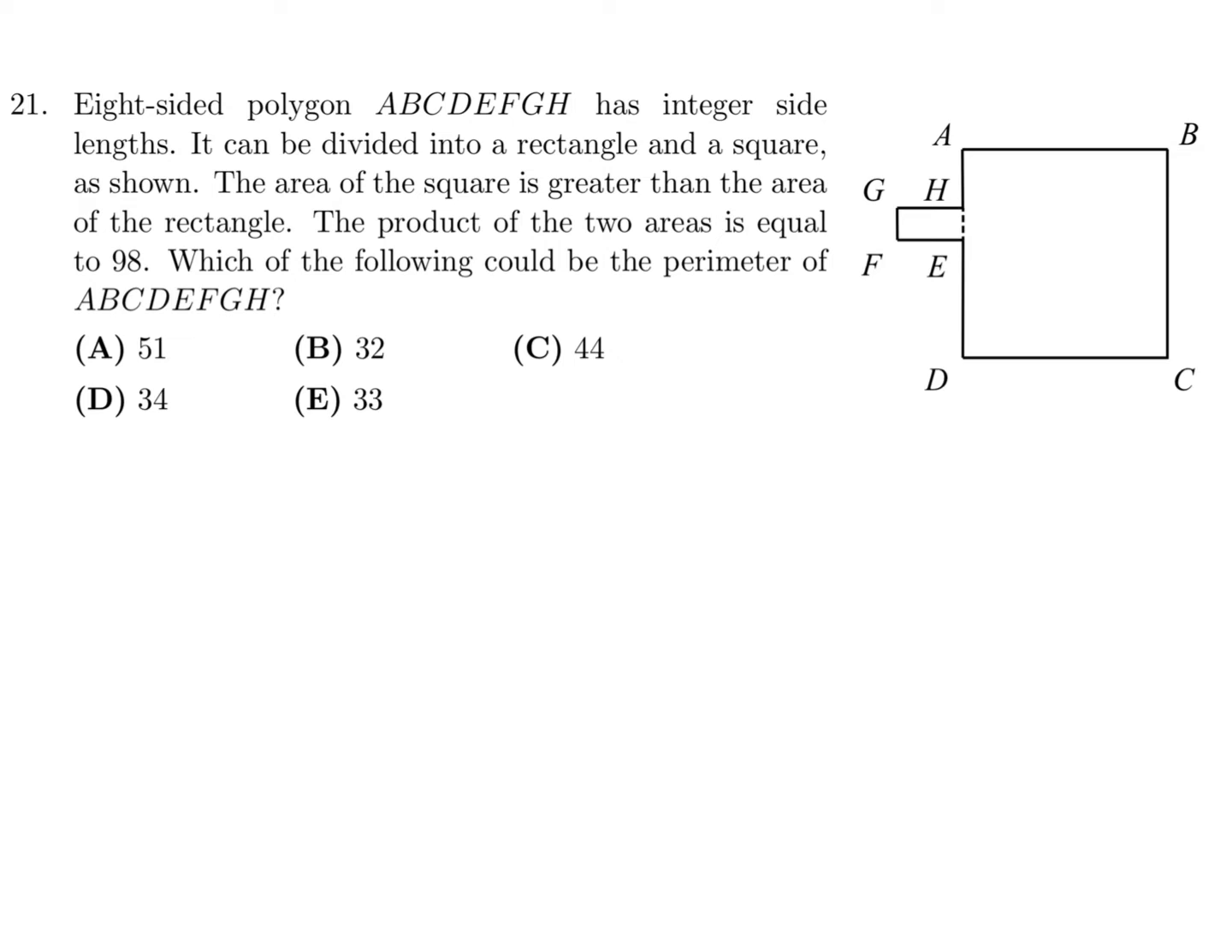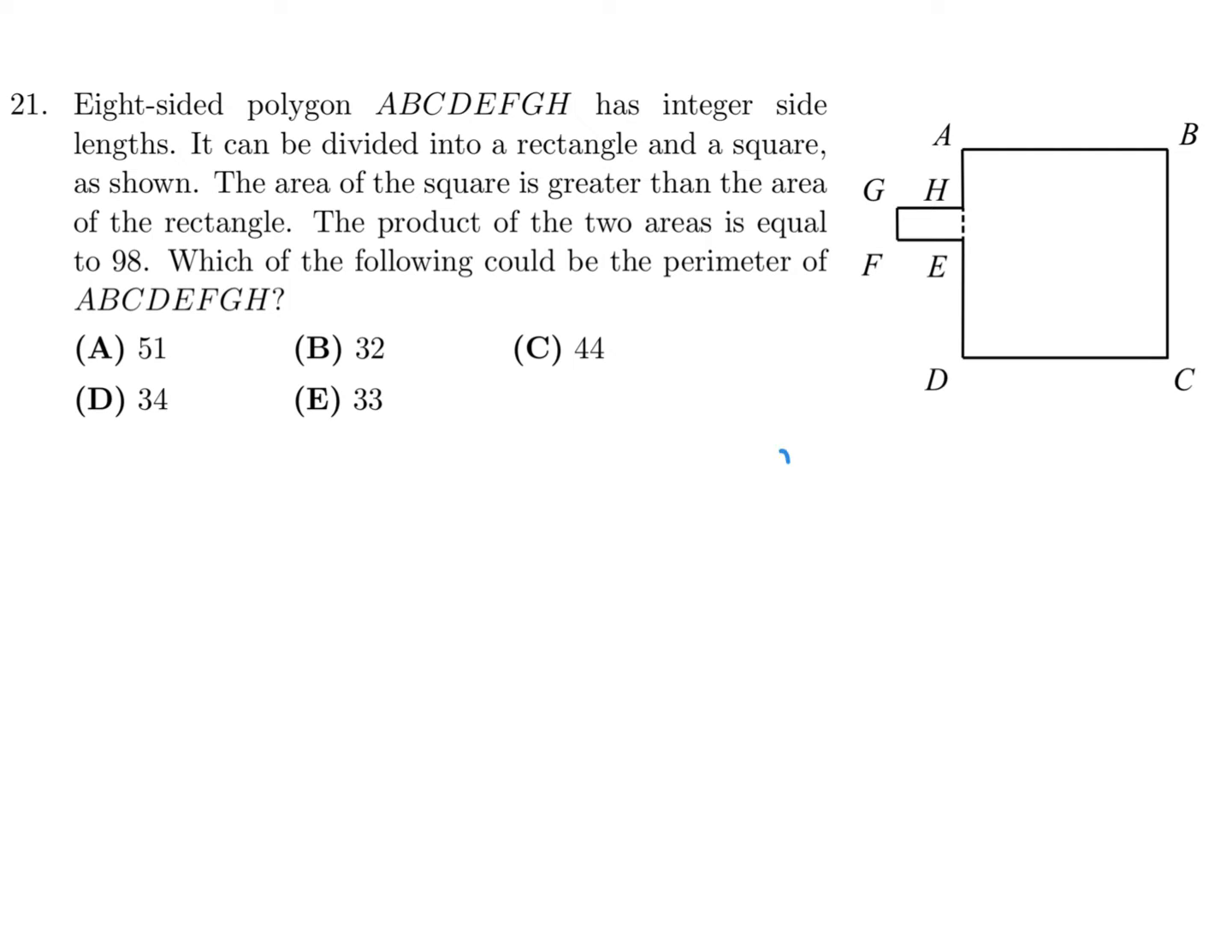8-sided polygon A, B, C, D, E, F, G, H has integer side lengths. It can be divided into a rectangle and square as shown. The area of the square is greater than the area of the rectangle. The product of the two areas is equal to 98. Which of the following could be the perimeter?